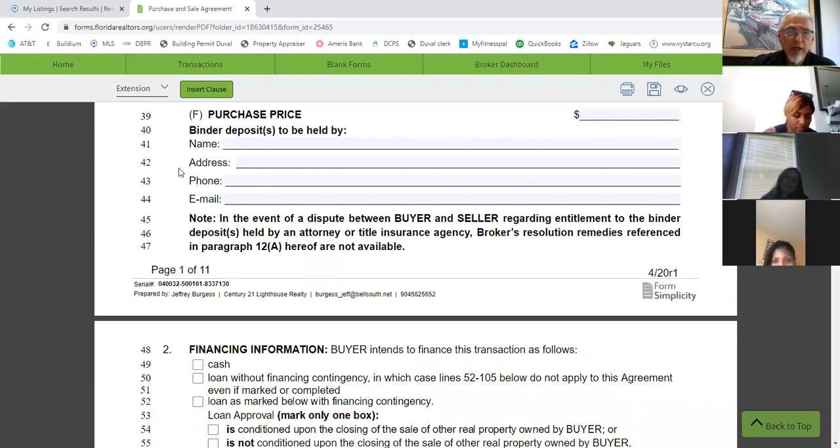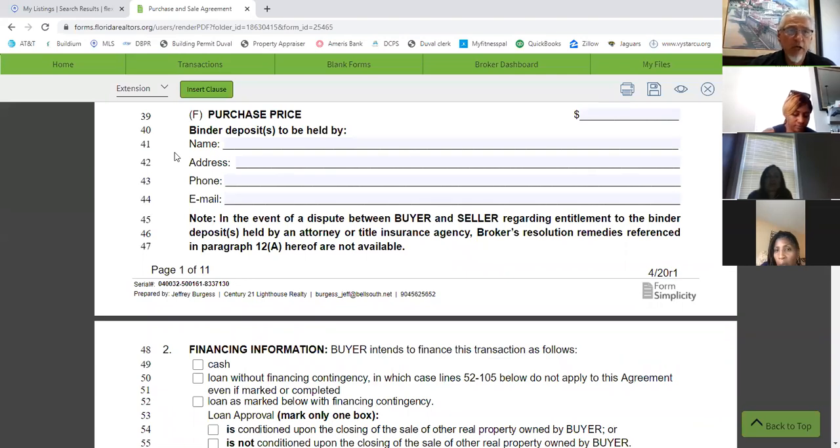You would have the check made out to Century 21 Lighthouse Realty, or if they prefer, who's the broker on the other side of your transaction? Berkshire. If they prefer to keep it at Berkshire, that's fine, but you ask them to have it at one or the other. We want it at a real estate company.